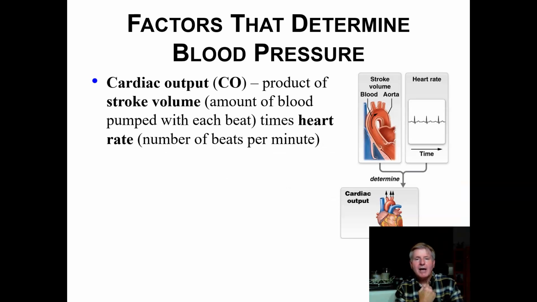Cardiac output. Cardiac output is a product of your stroke volume, the amount of blood pumped with each beat, times your heart rate, or the number of beats per minute. This is one of the main factors that affects your blood pressure.